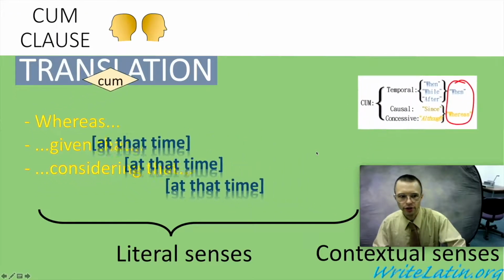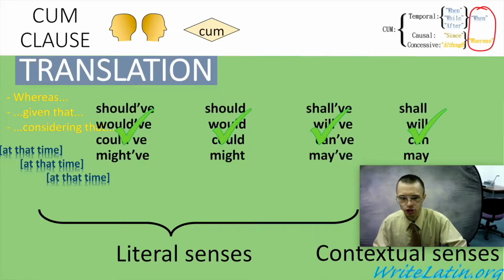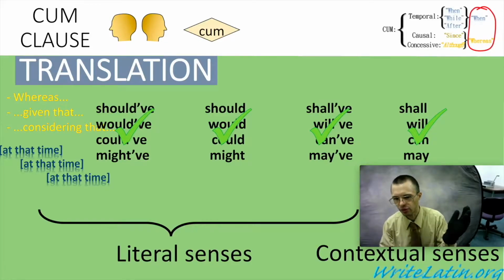All right, so there are your meanings of cum. We'll put those up there. And now let's go into the understanding of the subjunctive verb inside the cum clause. Any of these will work. Any tense of the subjunctive, any SH, W, C, or M form of the verb. I encourage you to use these all the time in your subjunctive clause.